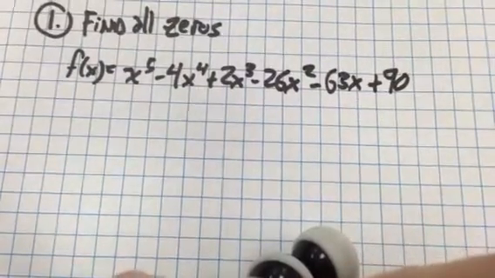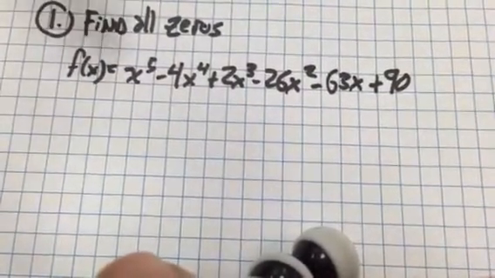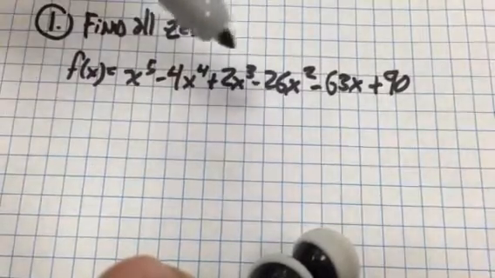This is Math 141, final practice test. Problem number 1, we're supposed to find all zeros for this function.